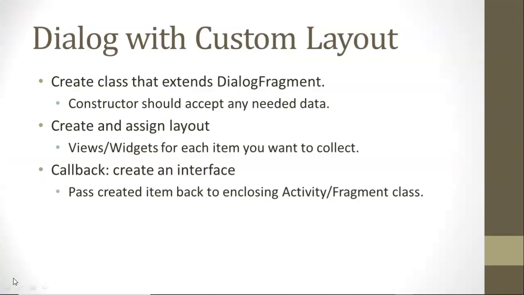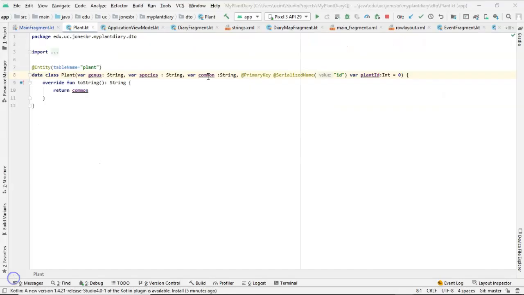Next step, create and assign a layout, which will contain the views or the widgets that will show to the user so that we can collect the data about the new plant. We're going to assume what the user typed in is the common name of the plant. So we'll have an edit text for that, and we're going to pre-populate that with that string that our constructor accepted from the autocomplete text view. We don't know the genus and species, so we'll have a couple of edit texts for that, and then we'll have a couple of buttons for when the user is finished with this plant.